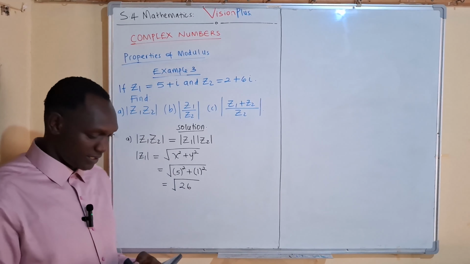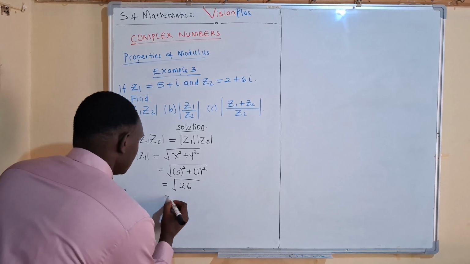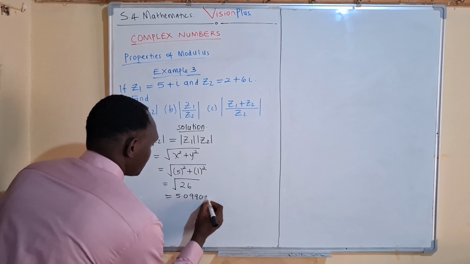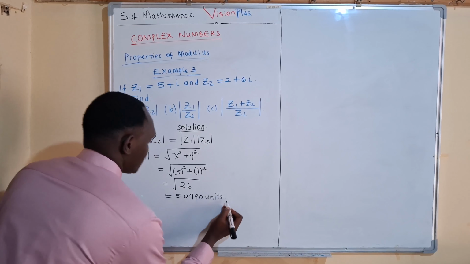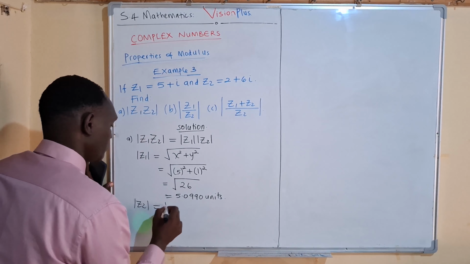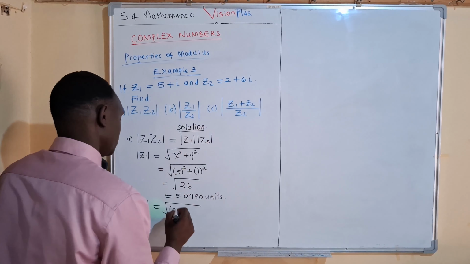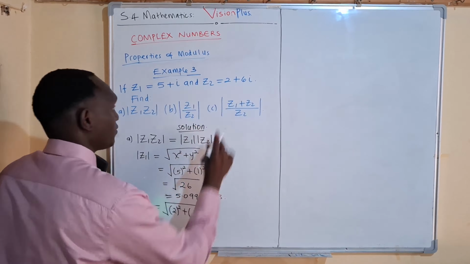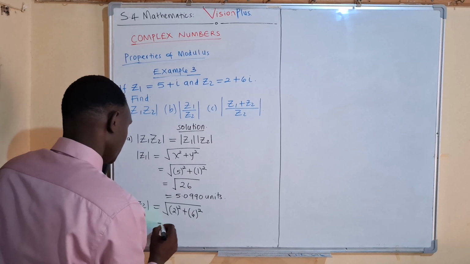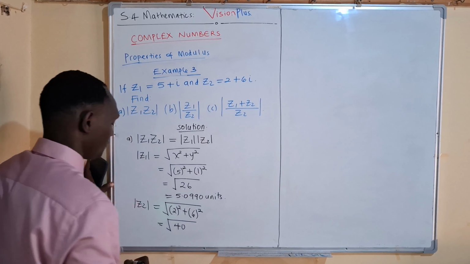What is the square root of 26? Square root of 26, 5 point something. This is 5.0990 units. This is the magnitude of z1. Then we go on to find the magnitude of z2, which is the square root of x squared plus y squared. For z2, x is 2, so 2 squared, plus y, 6, 6 squared. 2 squared is 4. 4 plus 36 is 40. This gives us the square root of 40.